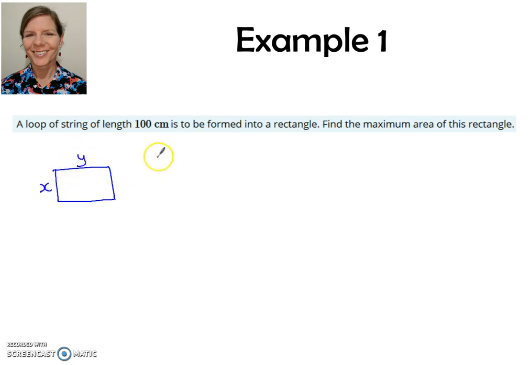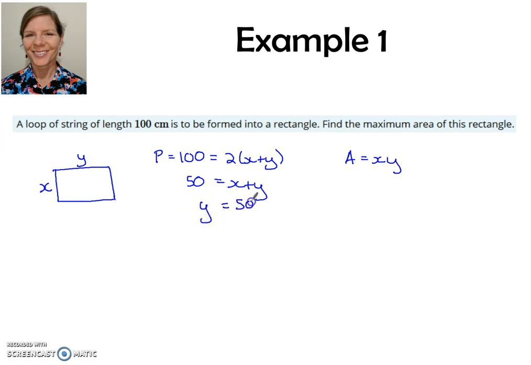All right, we know that the perimeter has to equal 100, because that's the length of string that we've got, and we know that that's going to be 2 outside x plus y. So then we can say that 50 equals x plus y. Over here we want to talk about the maximum area. So we've got area equals x times y. Now if we rearrange this to get y is 50 minus x, then we can plug that in over here. And we have x times y, which is 50 minus x, which gives us 50x minus x squared.